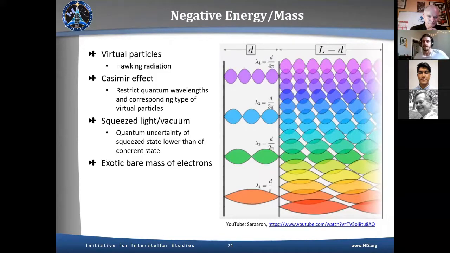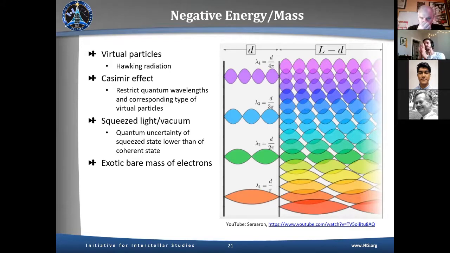energy. Then there's the Casimir effect, which is illustrated here on the right, where you have two plates very, very close together. So you're restricting the wavelengths that are possible to exist in between this space.